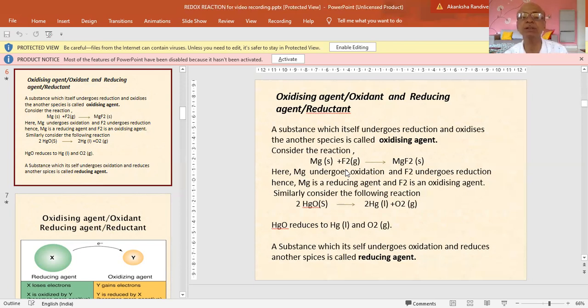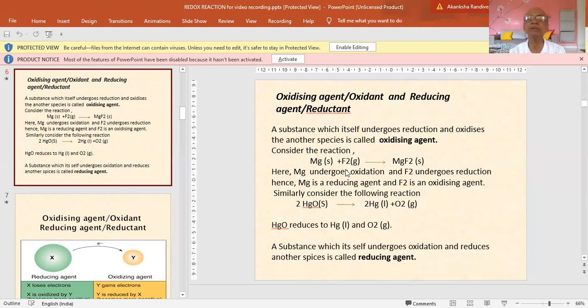In this reaction, magnesium undergoes oxidation and fluorine undergoes reduction, and therefore magnesium is a reducing agent and fluorine is an oxidizing agent. Because magnesium carries out the reduction and fluorine carries out the oxidation. Hence magnesium is a reducing agent and fluorine is an oxidizing agent.